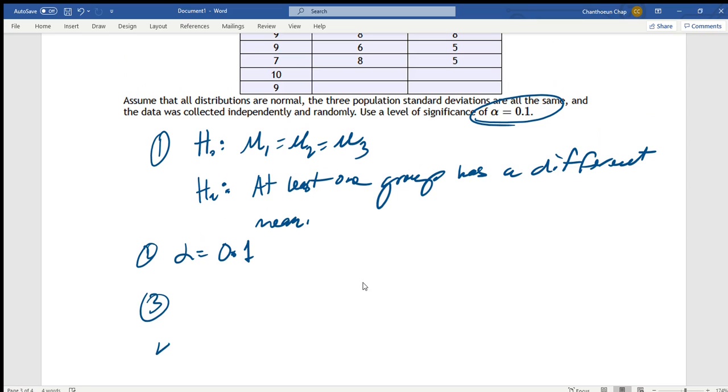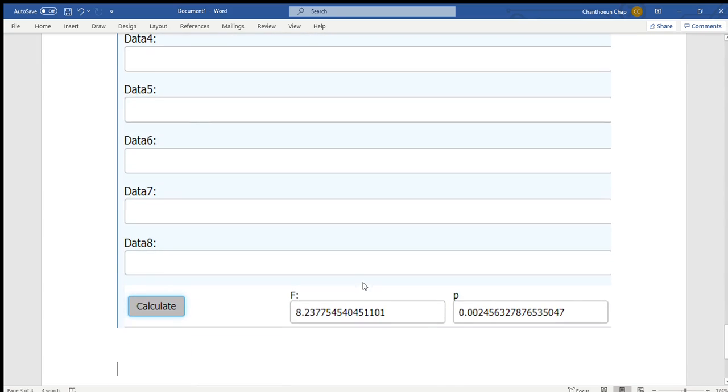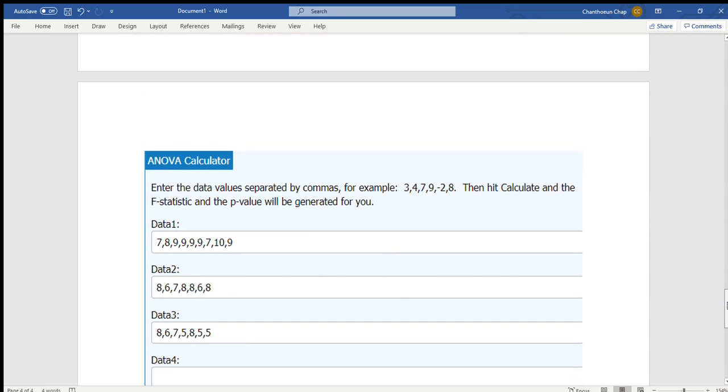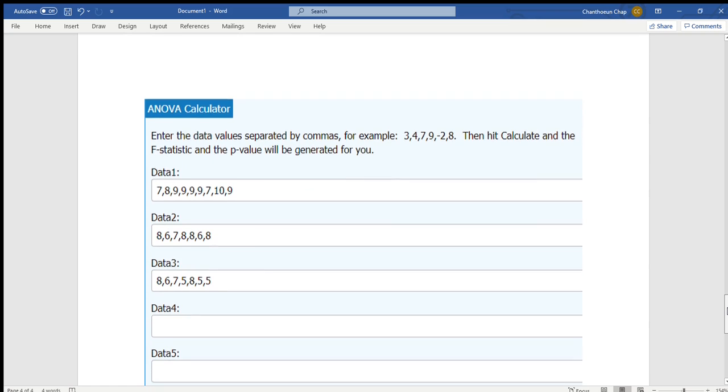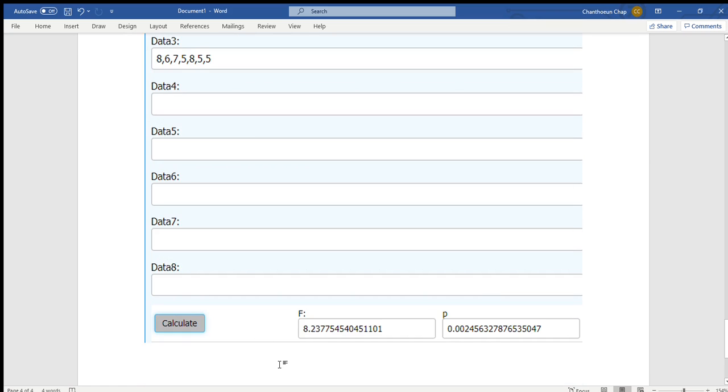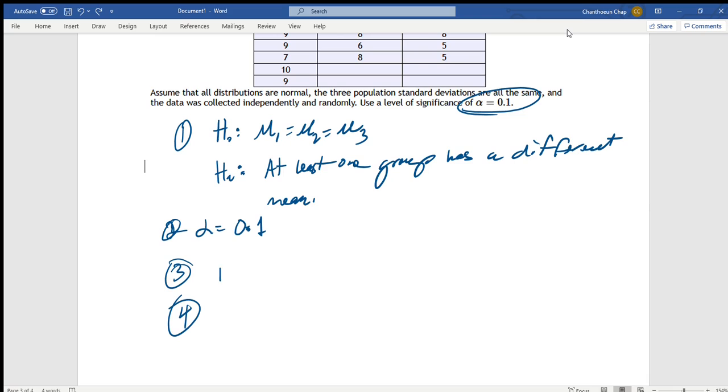In step 3 and 4, I have to go to our calculator. Let's go to the ANOVA calculator and enter our values from our table. I have entered the values for data 1, 2, and 3 into the ANOVA table. We have our F statistic is 8.238, and our p-value is 0.0025. In step 3, we'll state our F statistic. Our F statistic is equal to 8.238, and our p-value is equal to 0.0025.